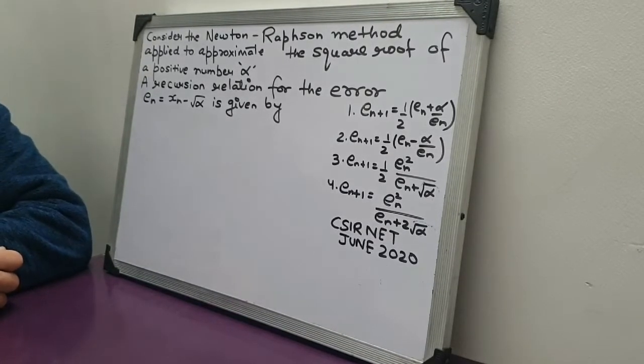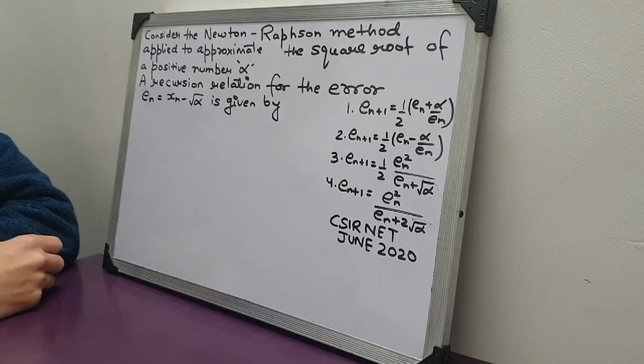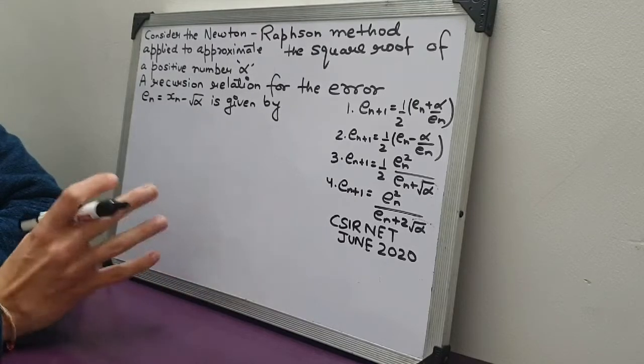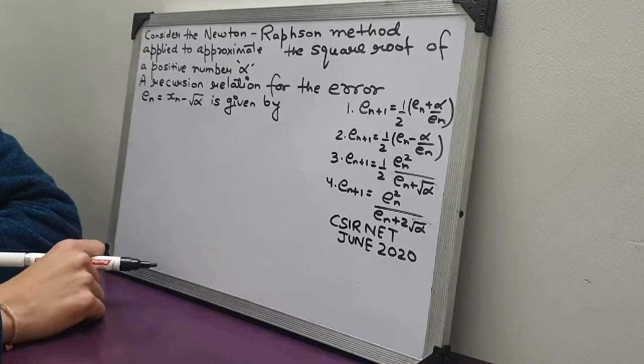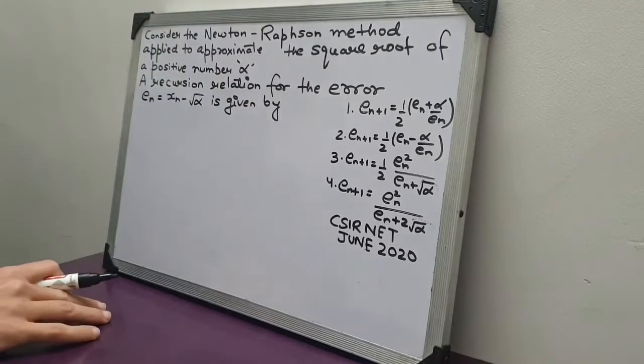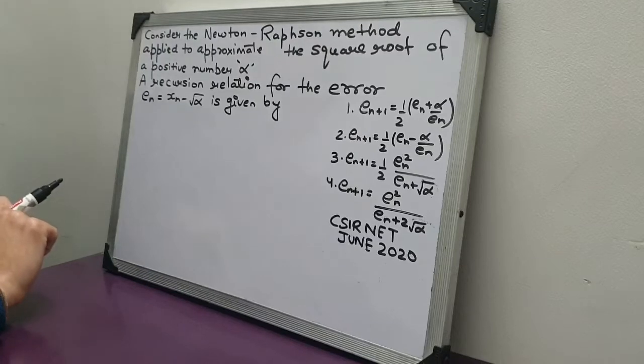In today's video, I'm going to discuss a problem from the CSIR NET June 2020 examination. As you can see, the topic of the problem is from numerical analysis, and it's a very simple problem based on the topic Newton-Raphson. So what are we given? Let's first read the problem.